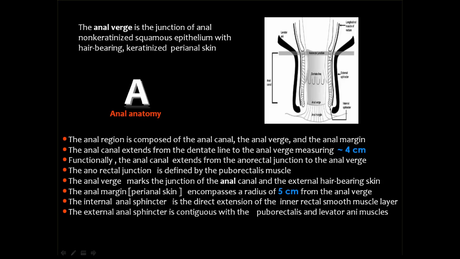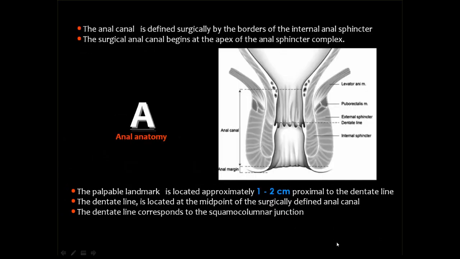smooth muscles and represents the continuation of the smooth muscle wall of the rectum. Then the external sphincter, which is made of skeletal muscles and is continuous superiorly with the puborectalis muscle and then the levator ani muscle. This is an important anatomic detail, and I will repeat it many times.